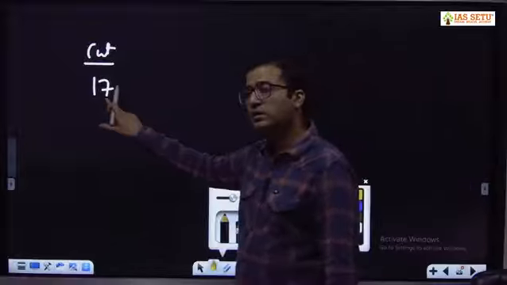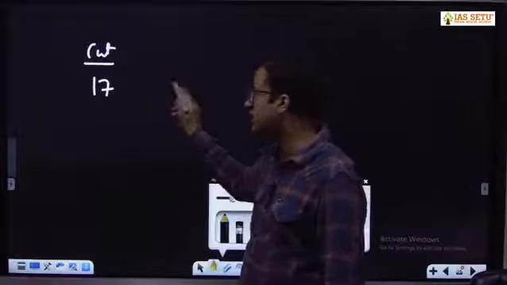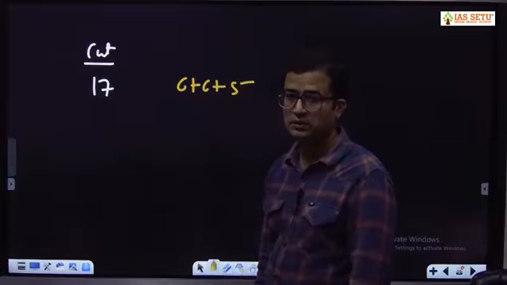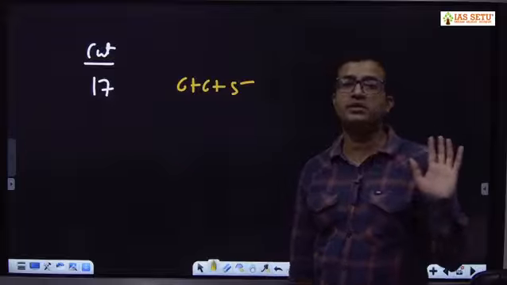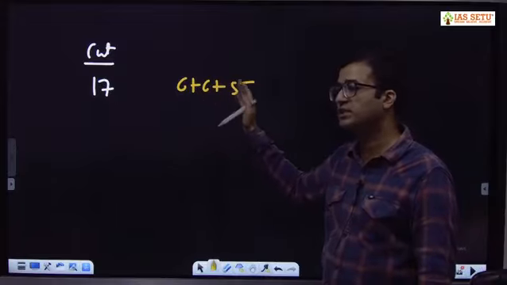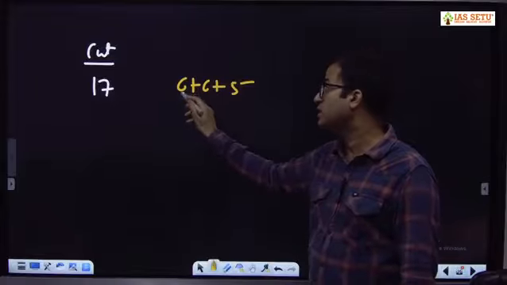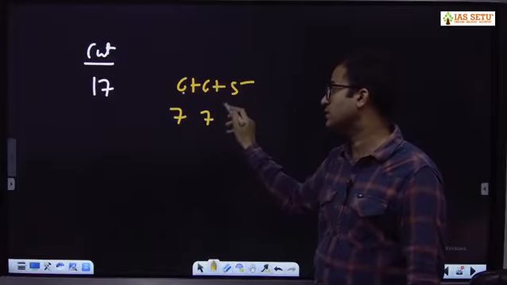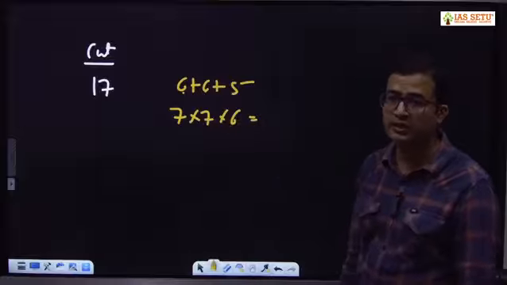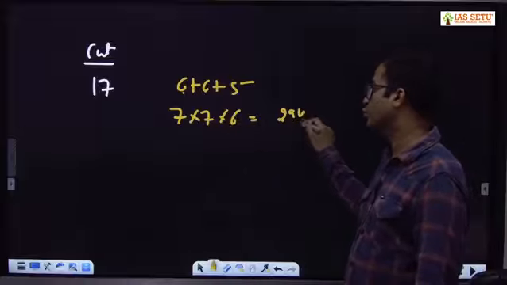So here we will take 18. 6 plus 6 plus 5. The nearest multiple of 3 will help you. Actually, if there were 18 cuts you would distribute 6, 6, 6, but here it is 6, 6, 5. 6 cuts give you 7 pieces, 6 cuts give you 7 pieces, 5 cuts give you 6 pieces. What is the answer? 49 into 6. What is 49 into 6? 294.